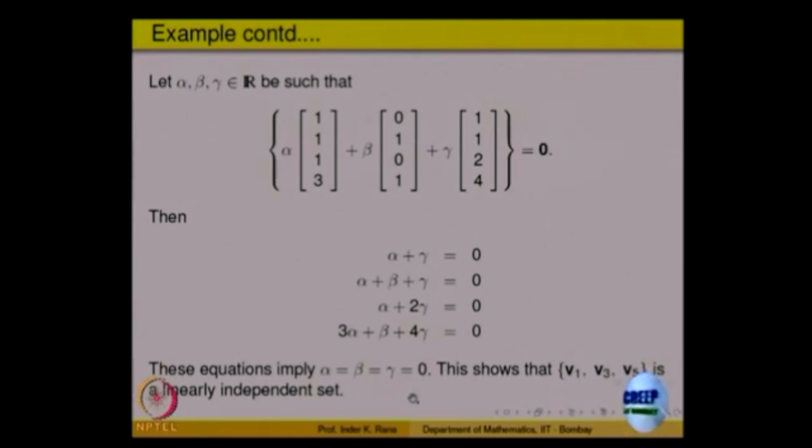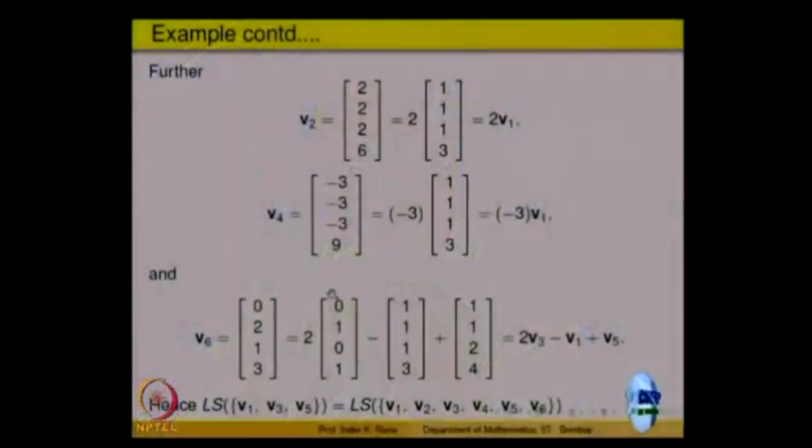Next, what should I do? Check that all 6 are linear combinations of these 3, but these 3 are themselves anyway linear combinations of themselves. So the remaining ones are linear combinations. So let us look at that. This is V2, V2 was 2, 2, 2, 6, this is 2 times V1. Next one is V4, that is minus 3 times 1, 1, 1, 1, 3, right, minus 3 times V1.